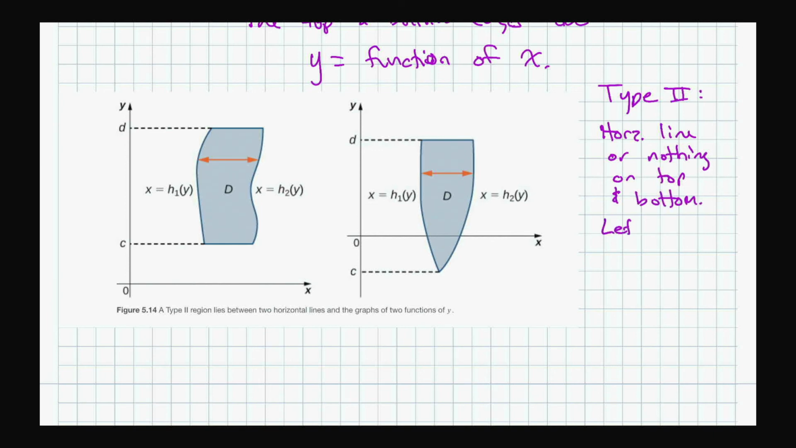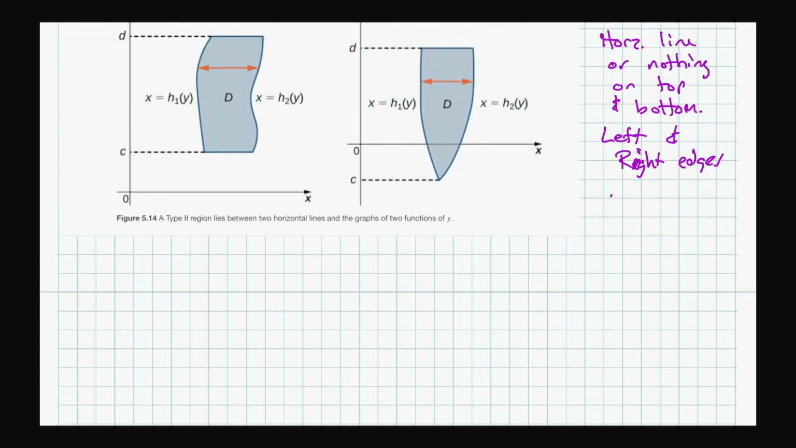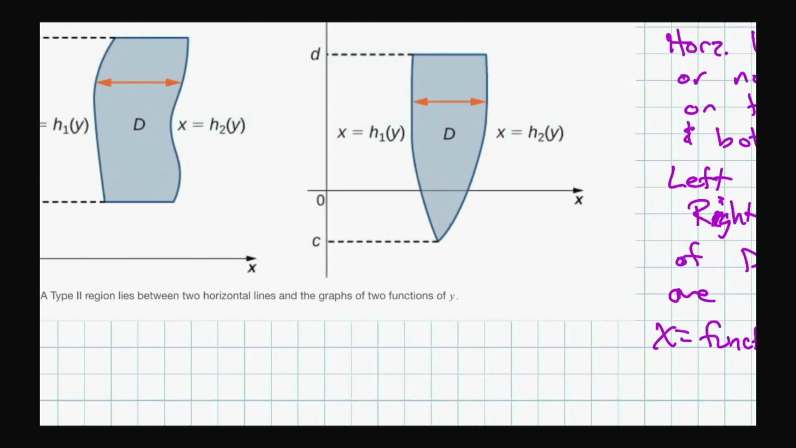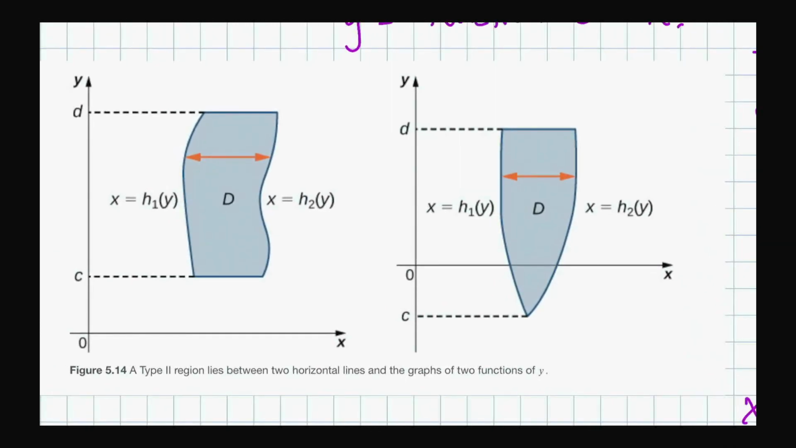But then the left and the right edges of D are x equals a function of y. Right? So just like this. Function of y, function of y.